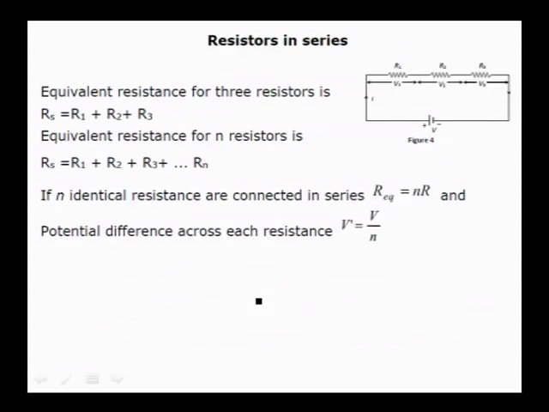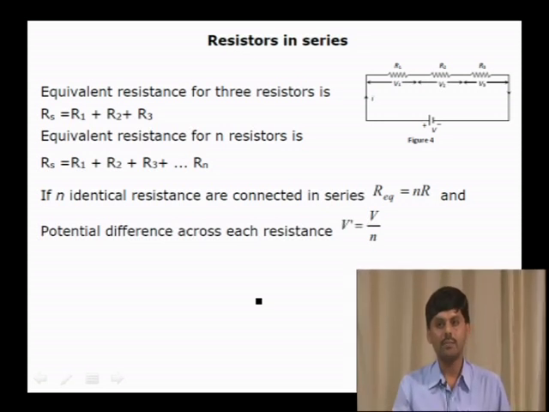This is combination of resistors. Combination of resistors means we have two combinations: one is series, another one is parallel. First we know that the combination of resistors is series combination. Here in this diagram I have taken the three resistors R1, R2, R3. They are connected end to end. The common point is connected to the source of voltage V.